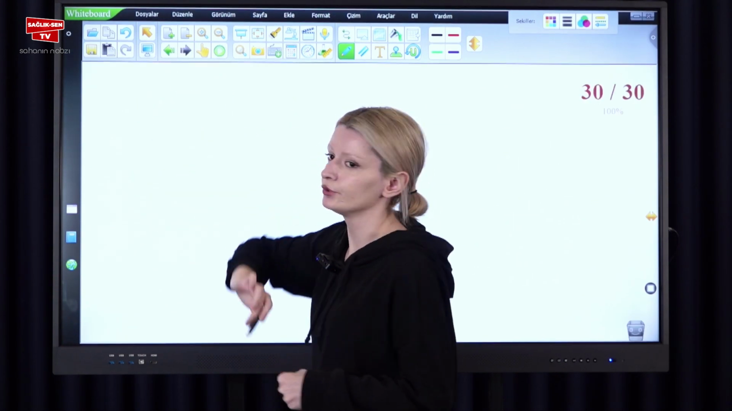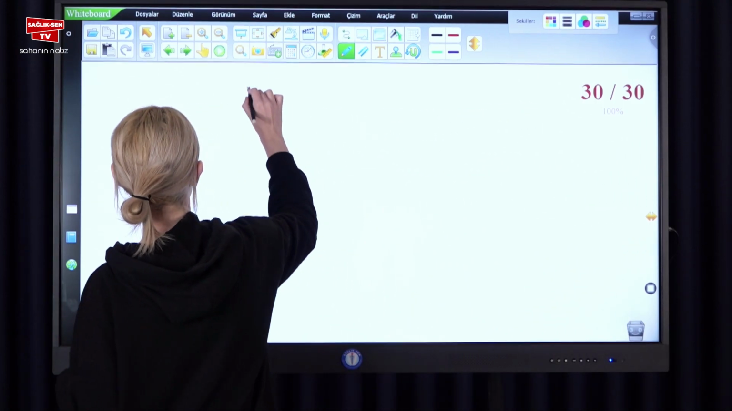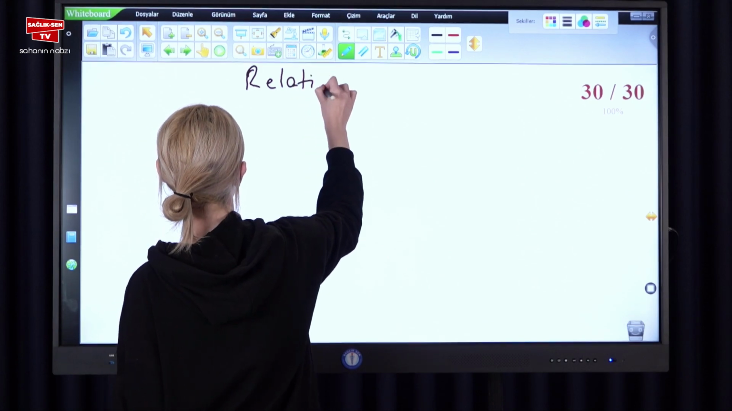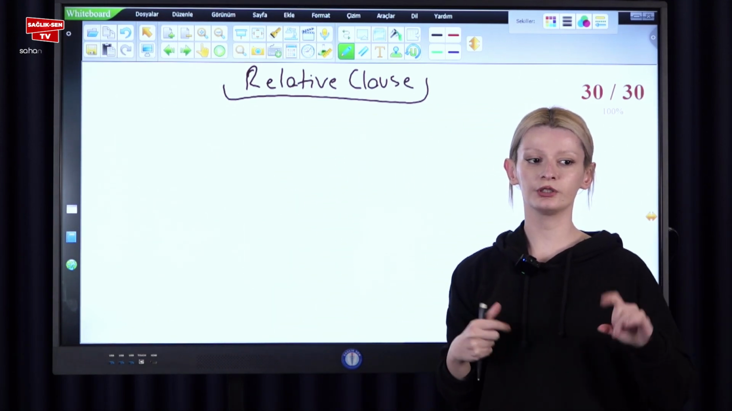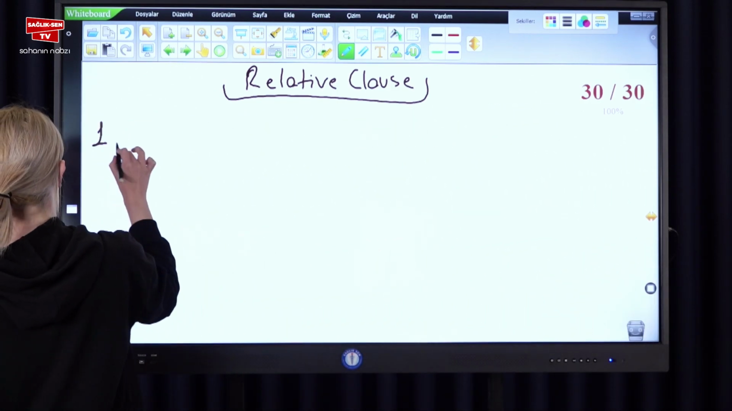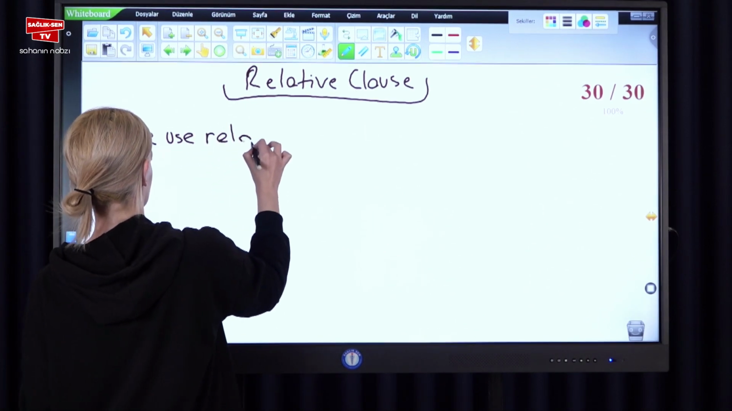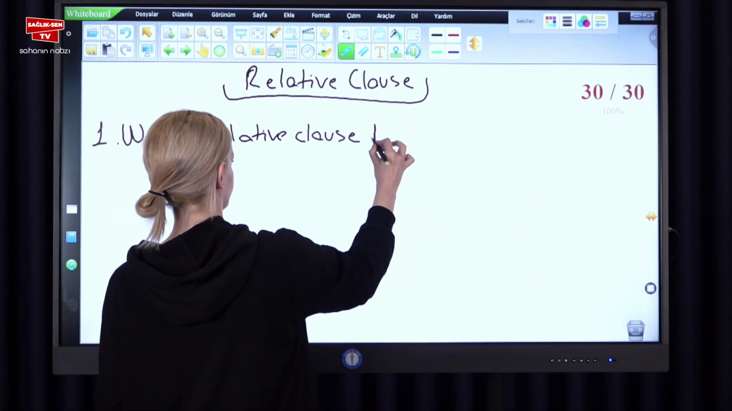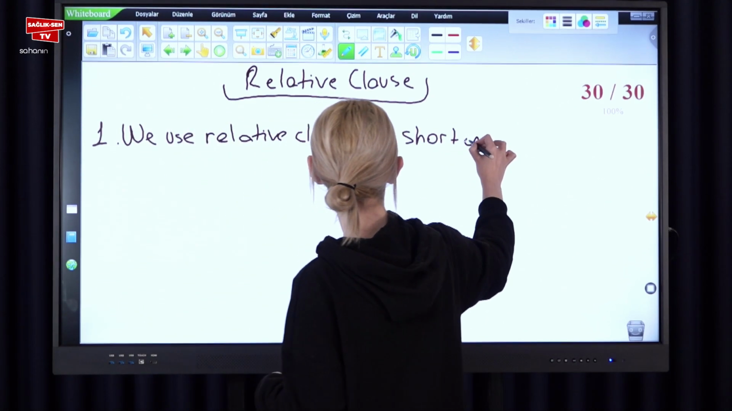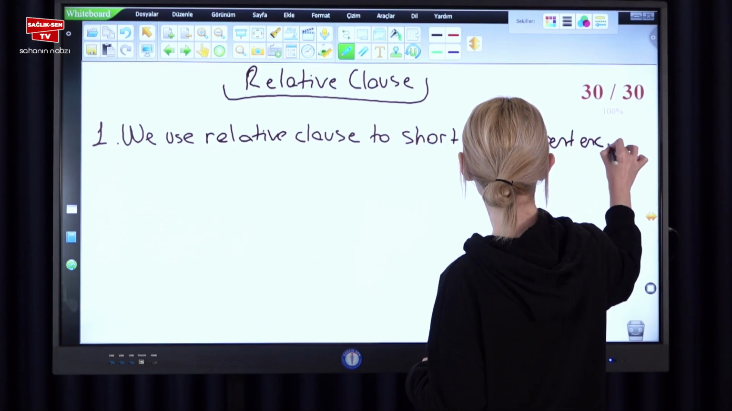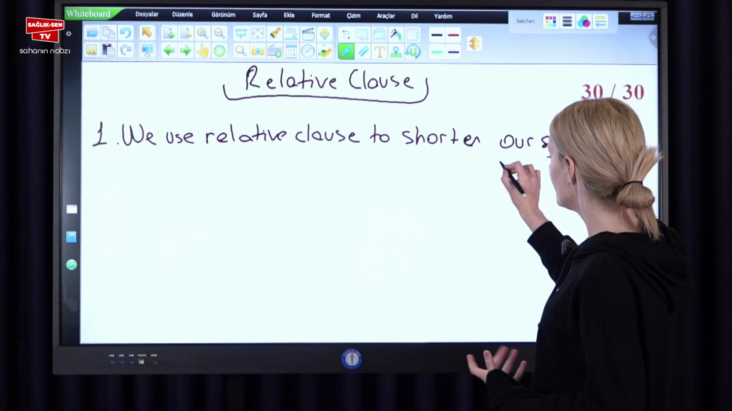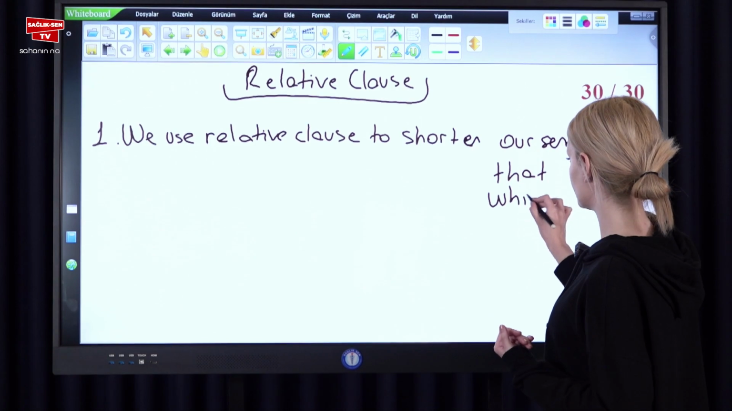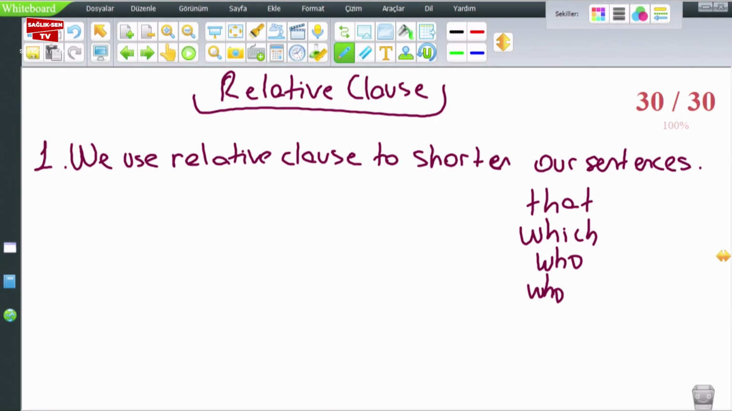Okay, now we will continue with relative clauses. The main reason we use relative clauses is to actually shorten our sentences. And when we are doing this, we are using some relative pronouns. I can use that, which, who, whom, where, when.